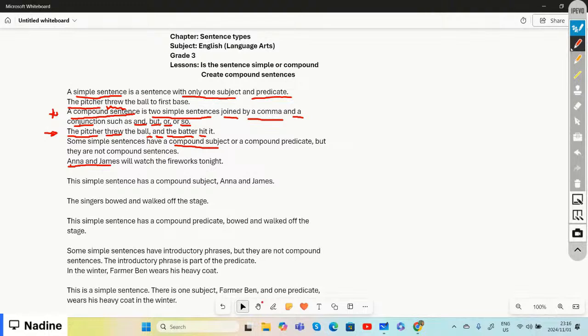It's like saying Nadine and Anna are going to the movies. Nadine and Anna is the subject, but both of us are doing one thing. So this is not a compound sentence. It is a simple sentence with a compound subject.